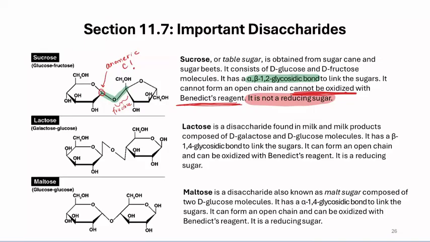Next, let's look at lactose. Lactose is a disaccharide that is found in milk and milk products. As we mentioned before, glucose is converted to galactose in order for the mammary glands to be producing lactose. Specifically, the glycosidic bond that is present between the monosaccharides, galactose and glucose, is going to be a beta 1,4 glycosidic bond. We can see it here.